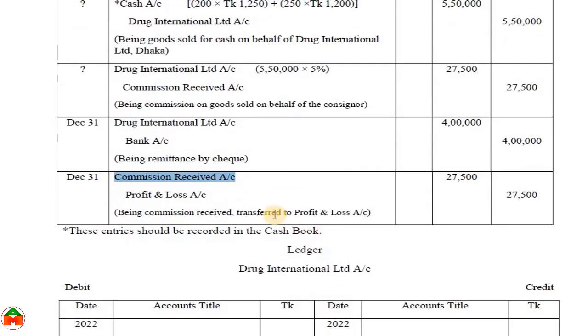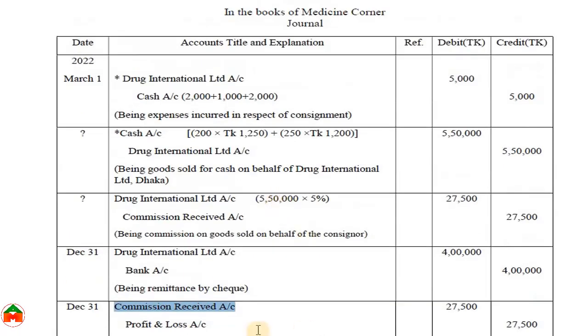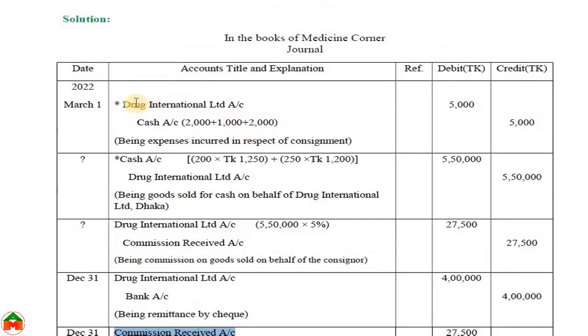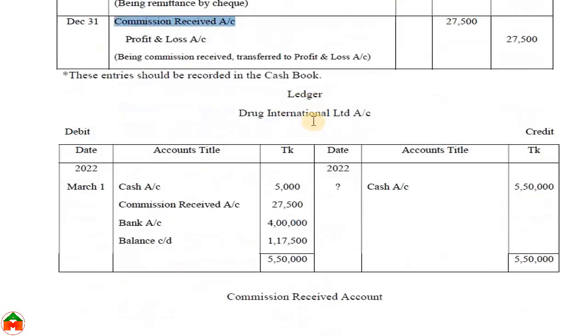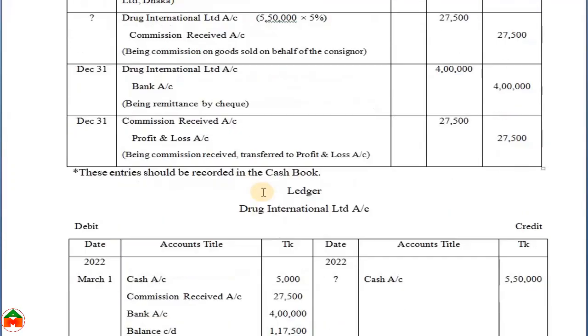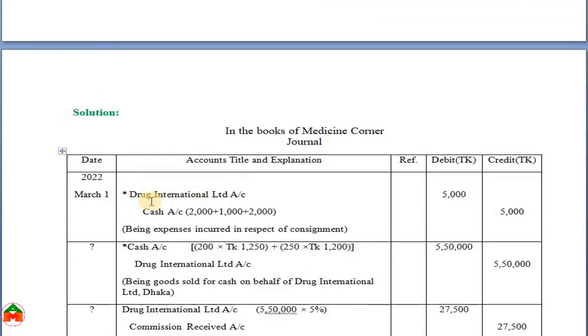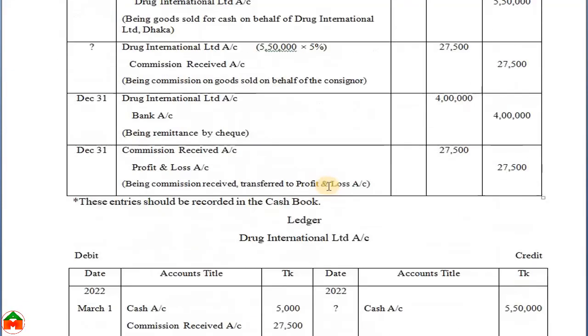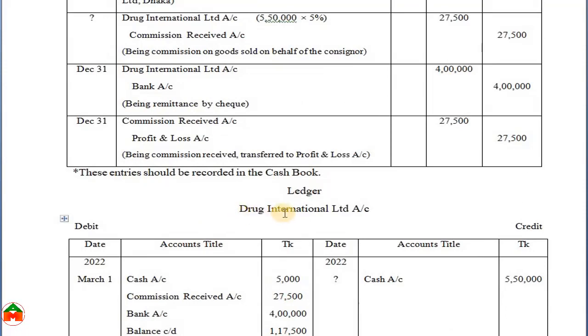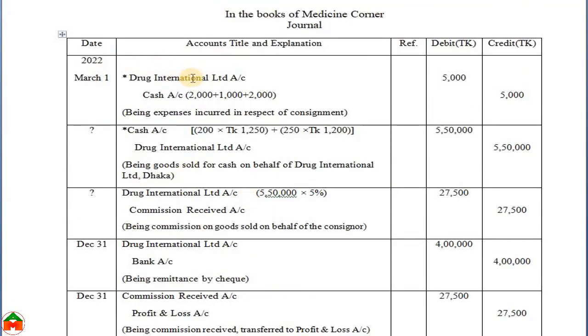And most of the time I inform you that whenever you make the journal entries, then based on the journal entries you can prepare the ledger very easily. If we prepare the ledger for Drug International Limited, then this is the format of the ledger. Here it is the debit side and here it is the credit side. As usual, we need to find out whether Drug International is debit or credit in the journal.